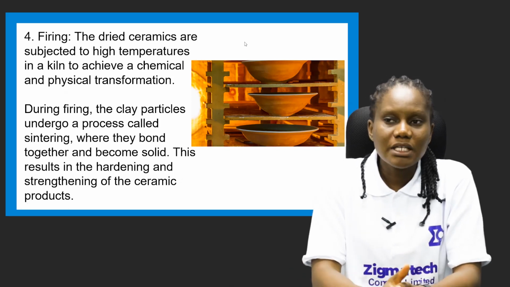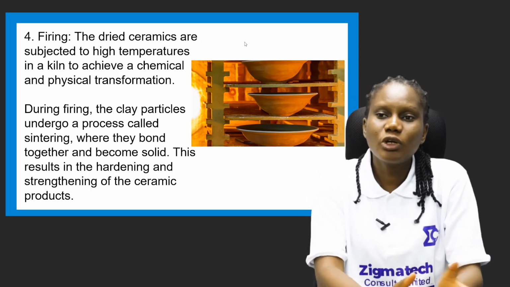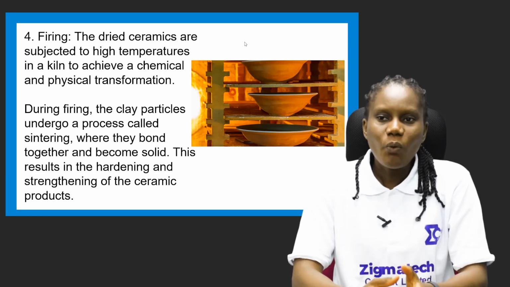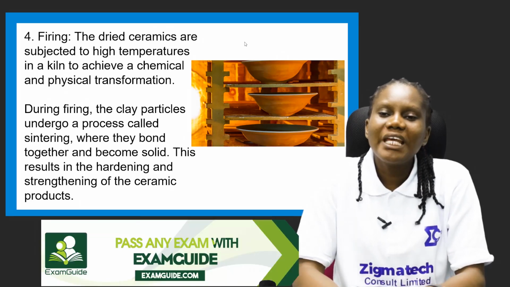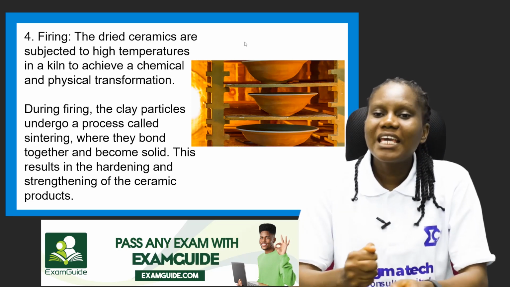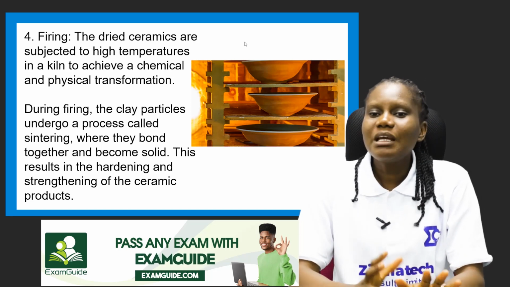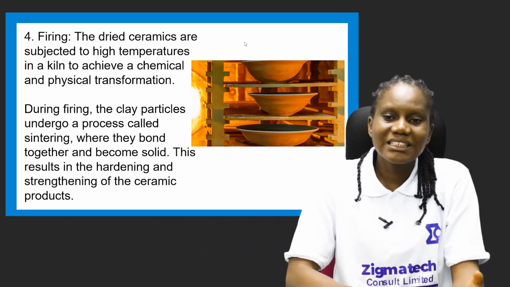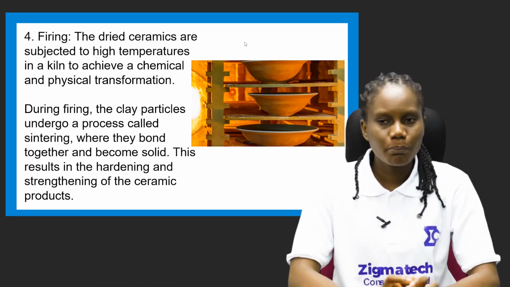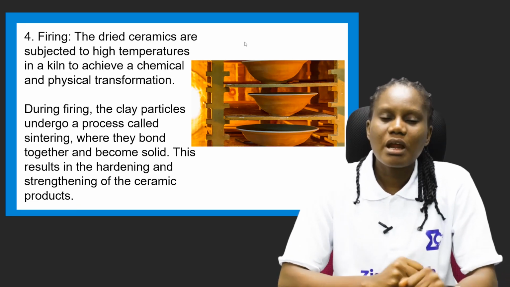The dried ceramics, you don't fire when it's still wet. It is after it is dry that you fire. The dried ceramics are subjected to high temperatures in a kiln. Where it is subjected to high temperature is called a kiln. That is where it is being fired to achieve a chemical and physical transformation. During firing, the clay particles undergo a process called sintering, where they bond together and become solid. This results in the hardening and strengthening of the ceramic product.